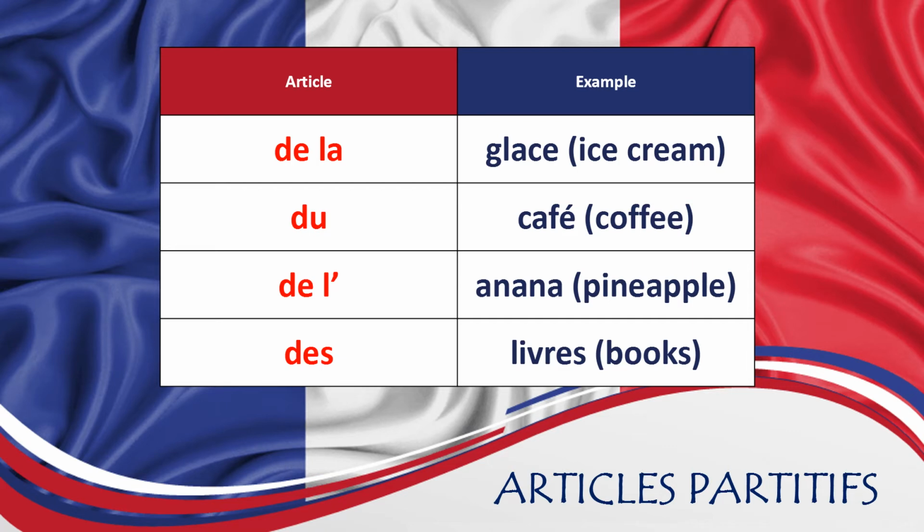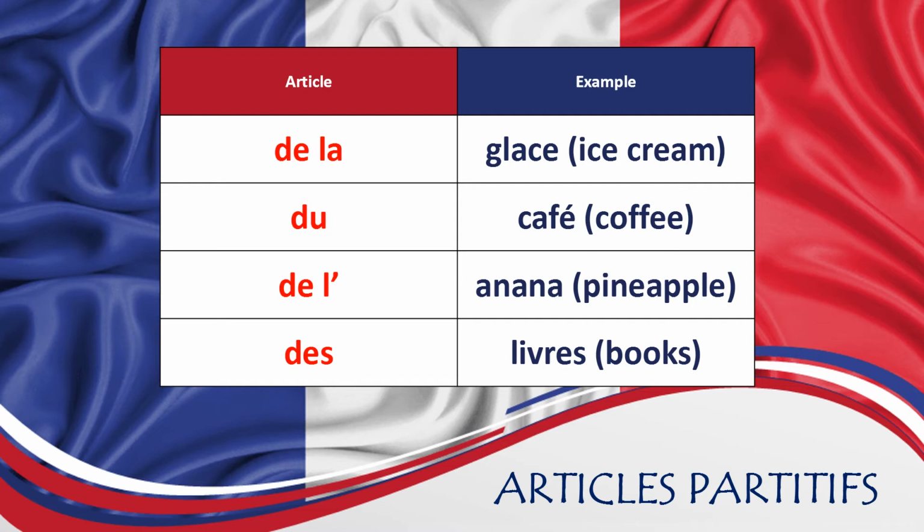Now let's move on to some easier ones. First example. Glace. Ice cream. What do we use in front of ice cream? Do we use des or de l'? Du or de la? Let's check. Does glace end with an S? No. Does it start with an H? No. Is it feminine? Yes, it is feminine. So we say de la glace.